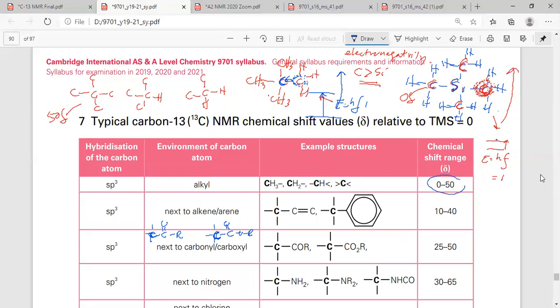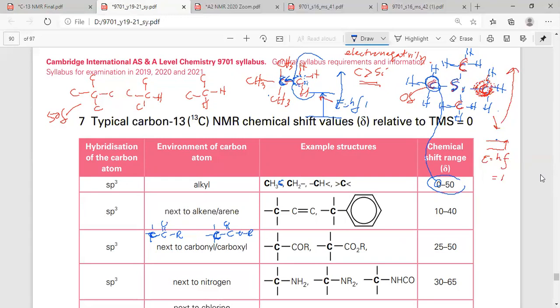0 is for who? It's for TMS, for the carbon here. So any carbon, like this CH3 joined to a carbon, this carbon does take away some electrons. So it is more de-shielded. It will feel more of the field, so it will give you a value here. It means you need more energy to flip this carbon.